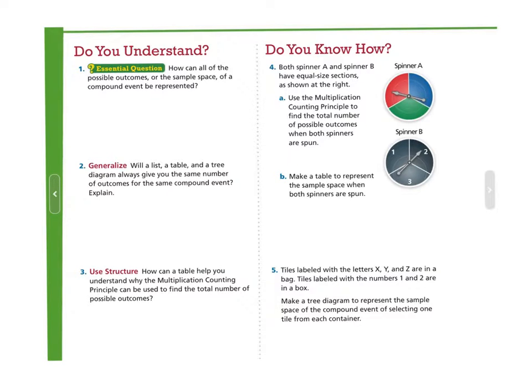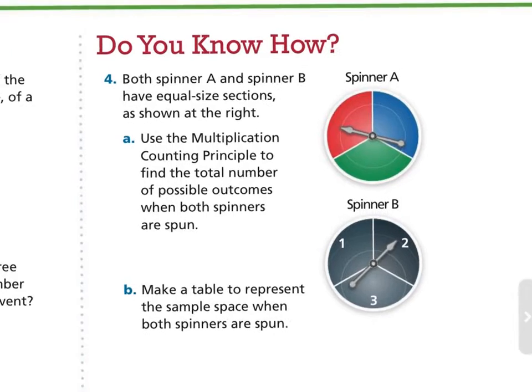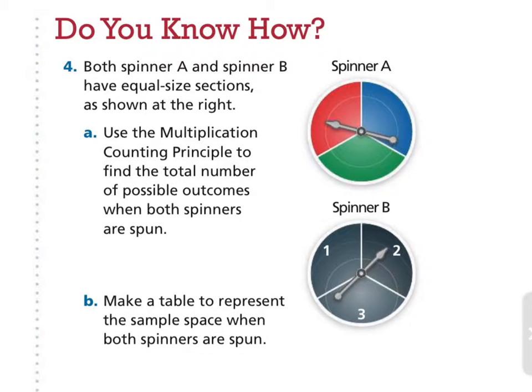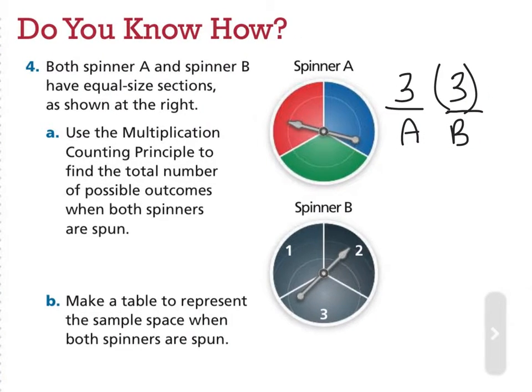So if we look at the Do You Know How number 4, both spinner A and spinner B have equal size sections as shown at the right. Use the multiplication counting principle to find the total number of possible outcomes when both spinners are spun. So you can see we have 2 spinners being spun, spinner A and spinner B. So I'm going to draw 2 blanks here. For spinner A, how many options do we have? For spinner B, how many options? So if we multiply 3 times 3, would be 9 possible outcomes. Good.